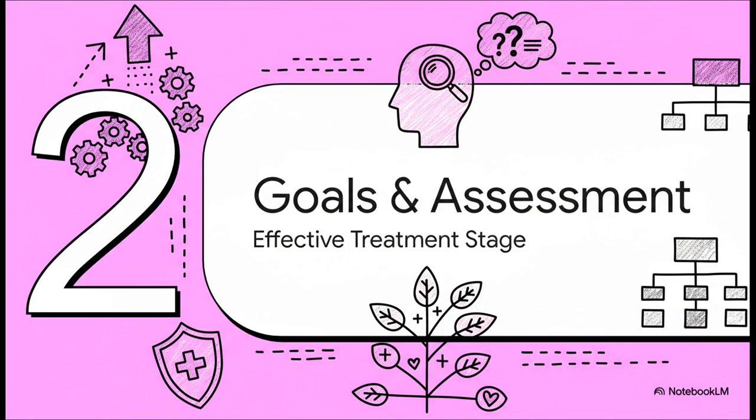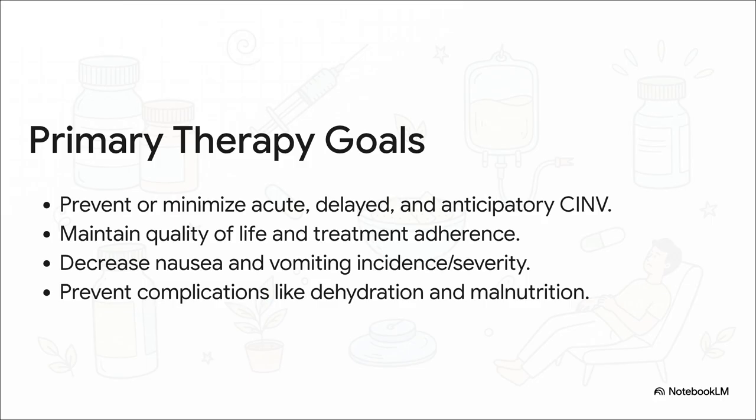So now that we have a handle on the what and who's at risk, let's talk about our game plan. What are our goals, and how do we properly assess the patient? This is all about setting the stage for success. And this is absolutely crucial. Our number 1 goal here is prevention. We want to stop the nausea and vomiting before it even has a chance to start.